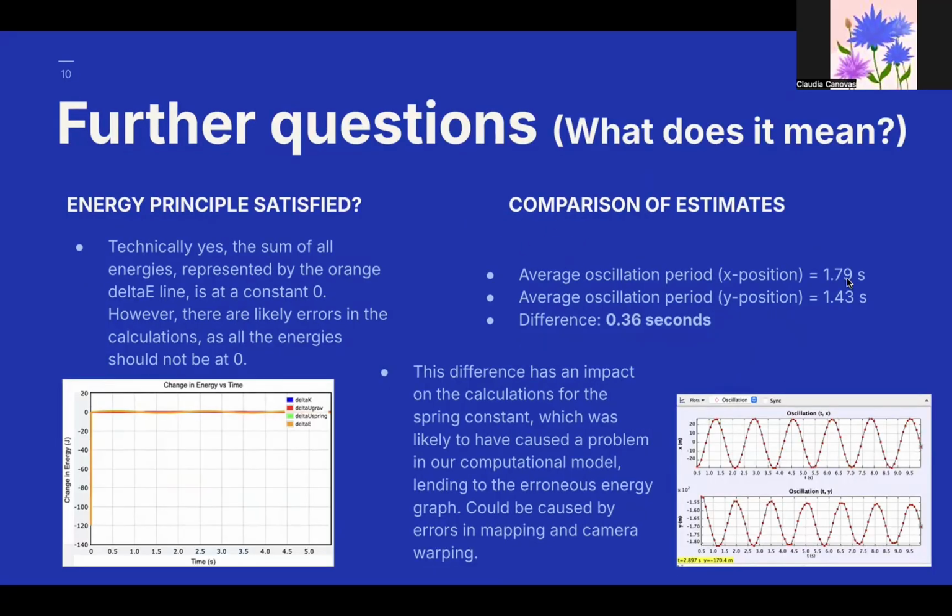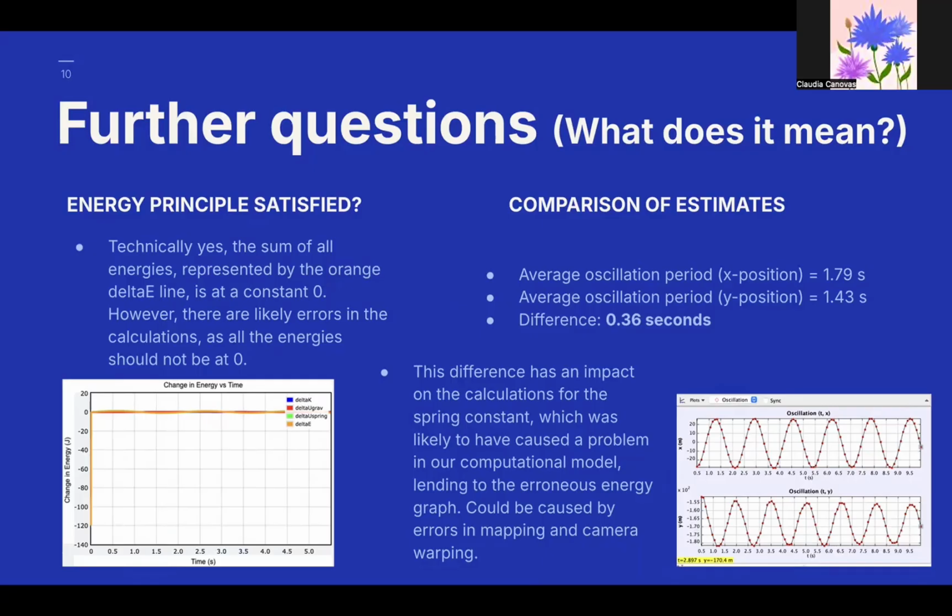So some further questions. What does it mean? Is the energy principle satisfied? The energy principle states that it should all equal 0, and technically in this graph, yes. We see that the delta E line is at a constant 0, that orange line. However, there are likely errors in the calculations, since not all of the energy should be 0.